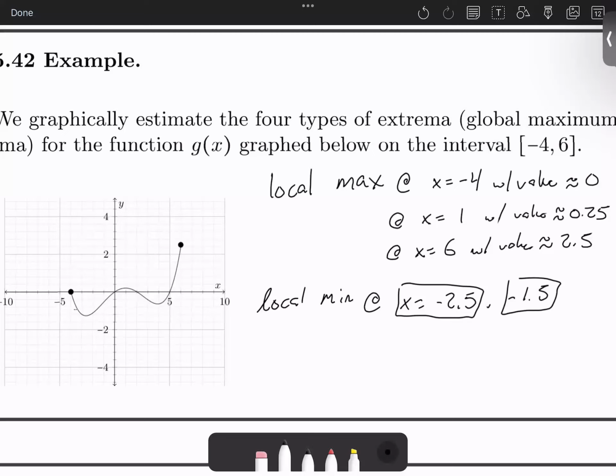All right, where else do we have a point that satisfies the condition of being smaller than everything else around it? I think right there. So at x is equal to 4, with a value, what's the y value there? Maybe 0.75, sorry, -0.75.